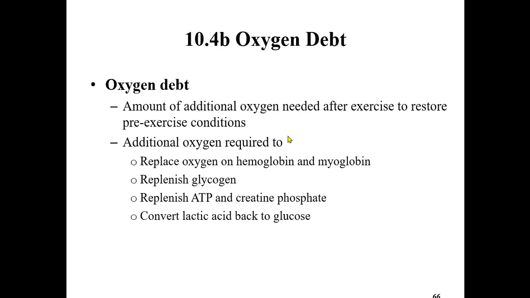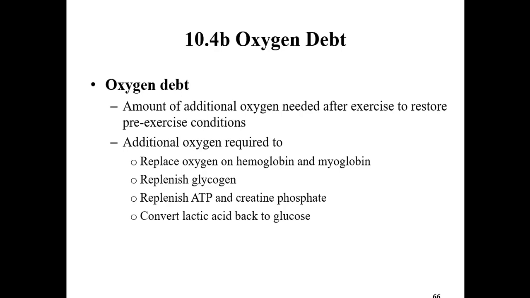So after you exercise, you're actually taking in extra oxygen compared to what you would normally breathe in at rest. So you're actually more efficient at getting oxygen into your body after the exercise. Why do you need all that extra oxygen?